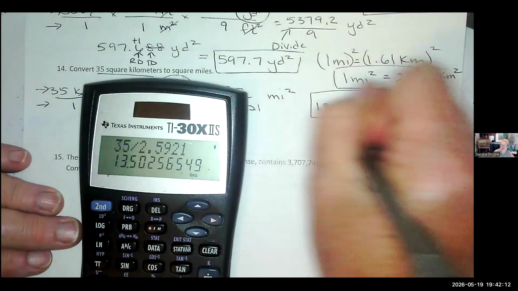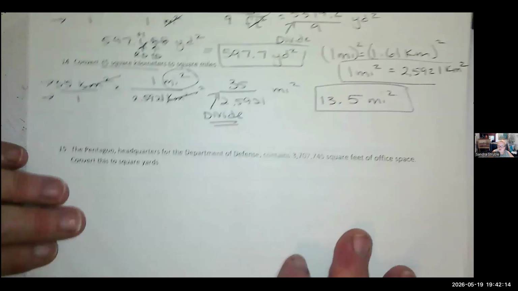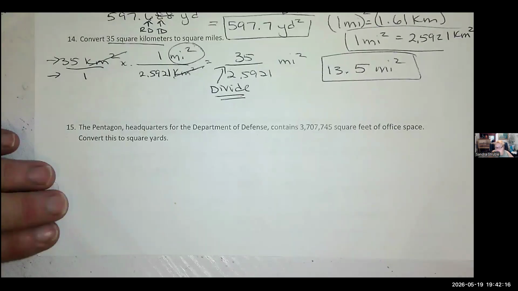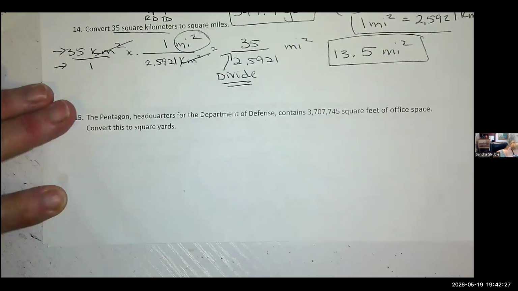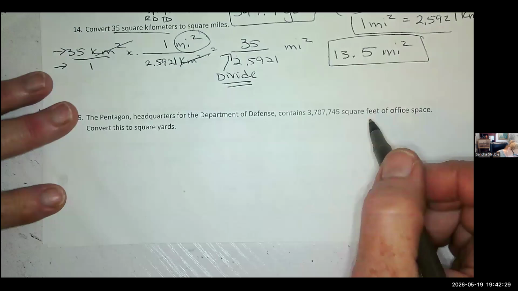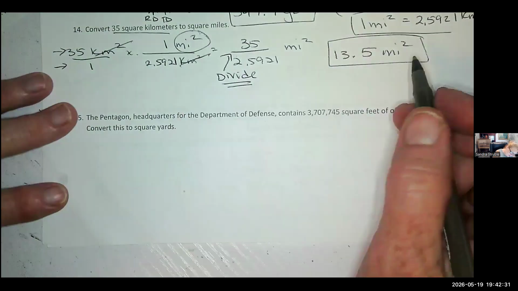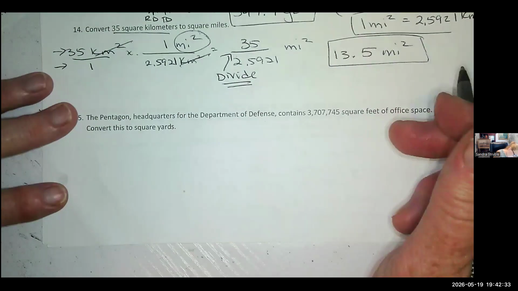Okay, last one on this page. The Pentagon, headquarters of the Department of Defense, contains 3,707,745 square feet of office space. Convert this to square yards. Okay, so we need square feet to square yards. I think we have that somewhere right here. 9 square feet is 1 square yard.